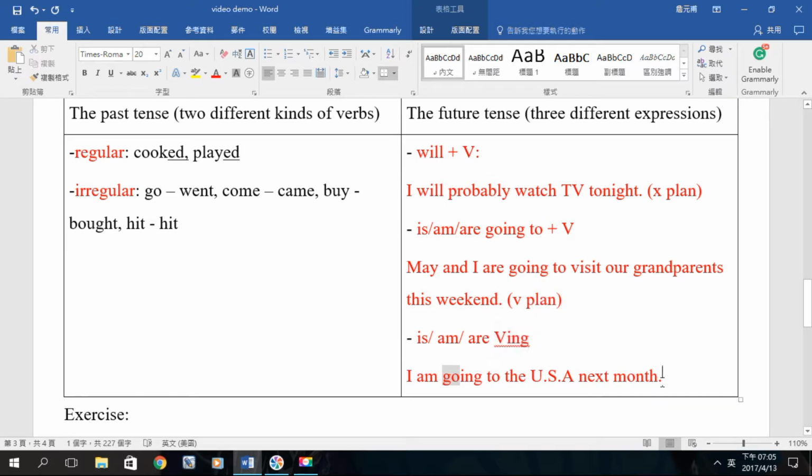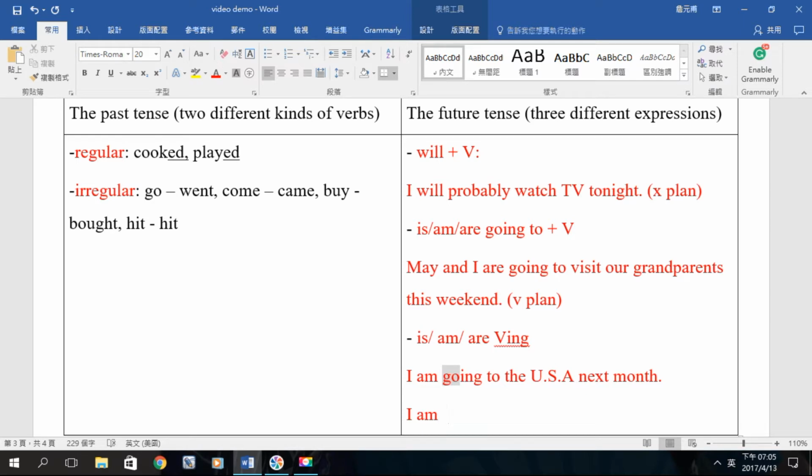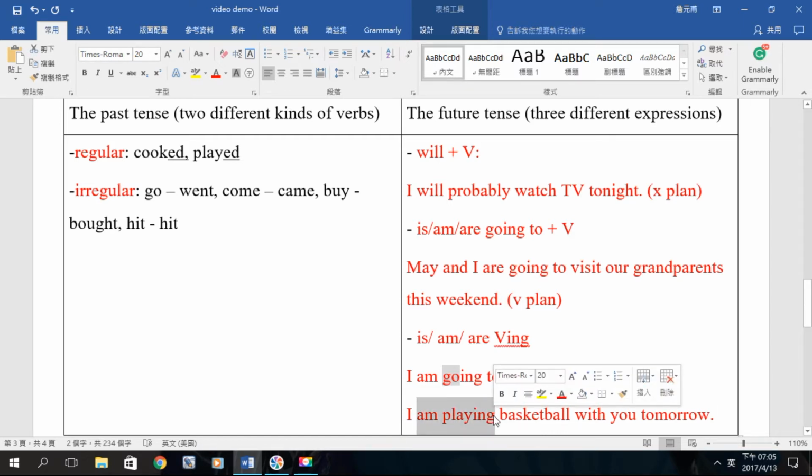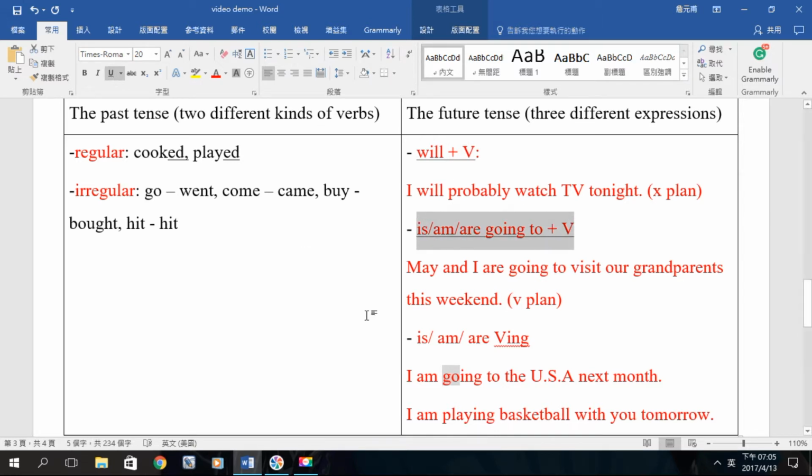Or, when I say it like this, I am playing basketball with you tomorrow. It means I'm absolutely certain about it. I'm very certain, so I use the present continuous tense to express something that I will definitely do tomorrow. So these are the three expressions of the future tense. The first one is will with the base verb. The second one is am is are going to with the base verb. And the third one is this: use the present continuous tense to express something in the future.